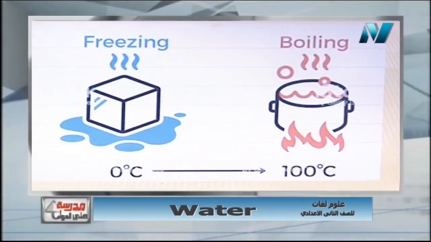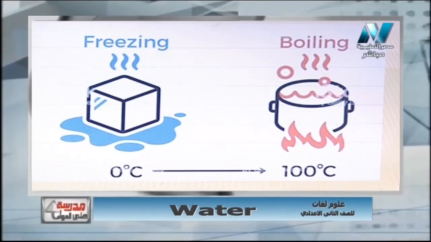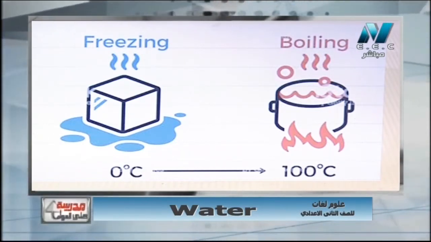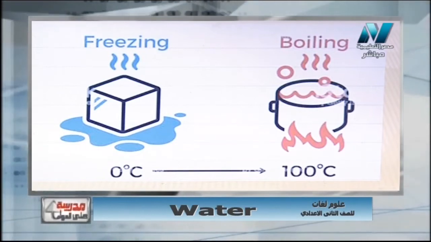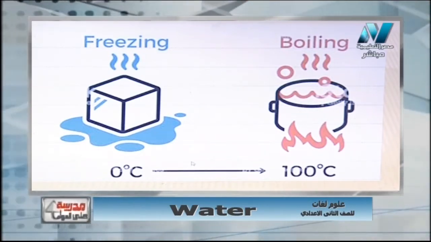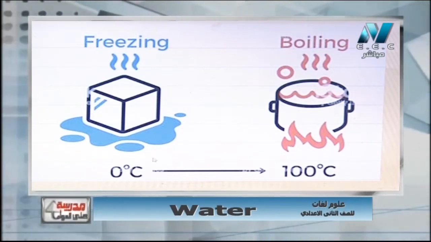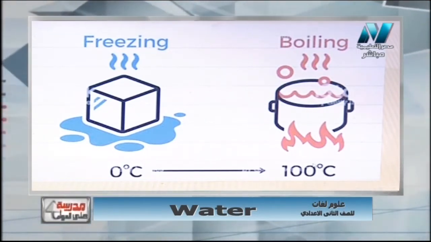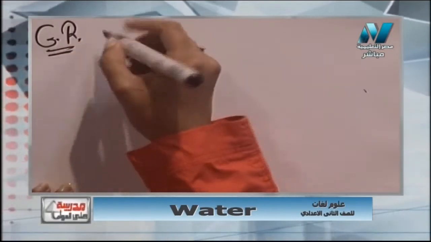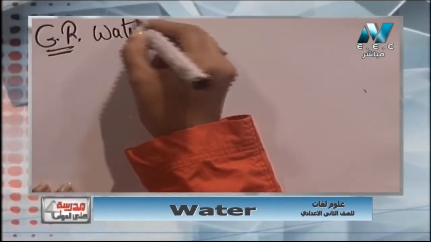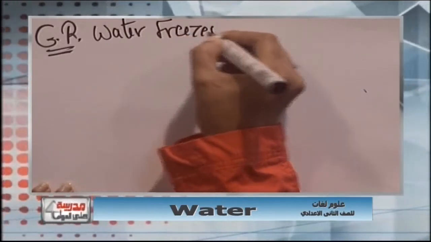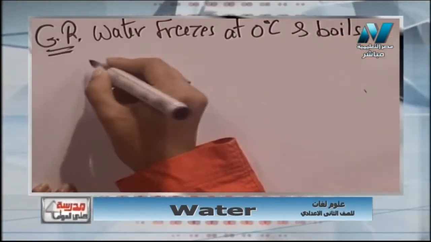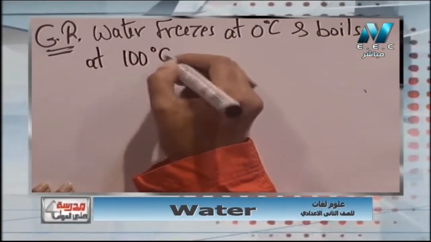Let's talk about the freezing and the boiling of water. All of us know that the freezing point of water is 0 degrees, and the boiling point of water is 100 degrees. This is a give-reason question: why is the freezing point of water 0 and why is the boiling point 100? Okay, let's write this give reason. Water freezes at 0 degrees and boils at 100 degrees.